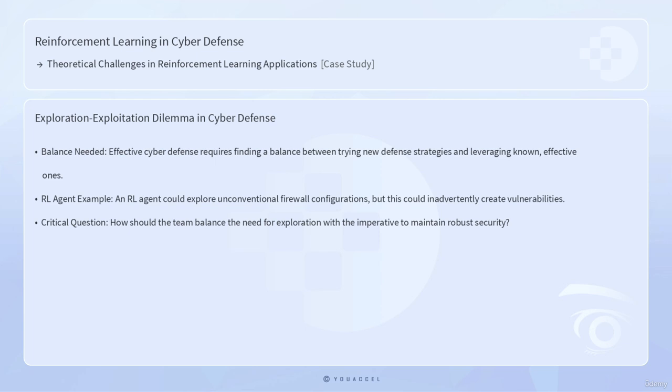Effective cyber defense requires finding a balance between trying new defense strategies and leveraging known, effective ones. For instance, an RL agent could explore unconventional firewall configurations, but this could inadvertently create vulnerabilities. How should the team balance the need for exploration with the imperative to maintain robust security?